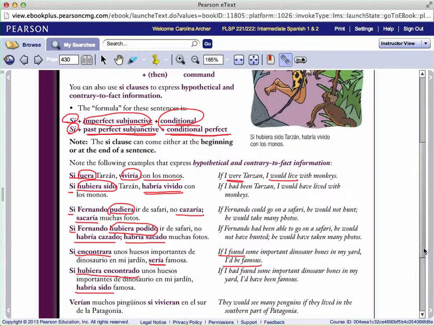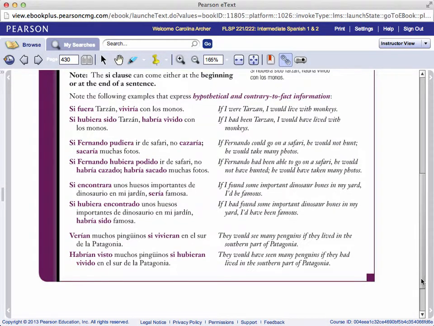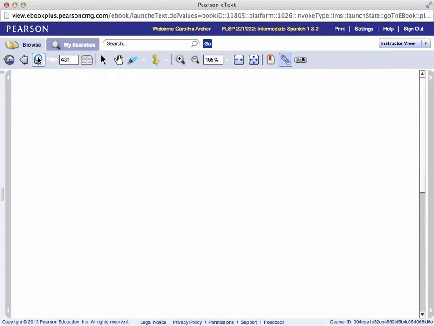Okay, so those are hypothetical or contrary to fact, contrary to the reality. Verían muchos pingüinos. They would see many penguins si vivieran, if they lived, si vivieran en el sur de la Patagonia. Or they would have seen. Habrían visto muchos pingüinos si hubieran vivido en el sur de la Patagonia. Ok? Bien. Entonces, ese es parte 2 de las cláusulas de sí. Y aquí vamos a terminar con el día número 4.